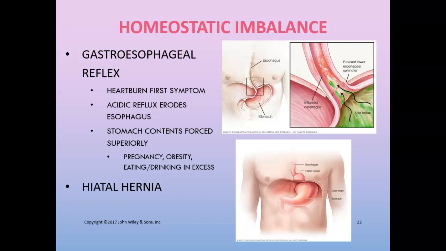A hiatal hernia occurs when part of the stomach protrudes back through the diaphragm, through that esophageal hiatus, hence the name, hiatal hernia. This can lead to constriction and may require laparoscopic surgery to repair.